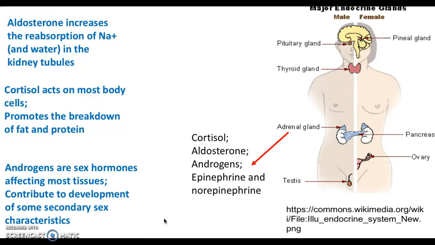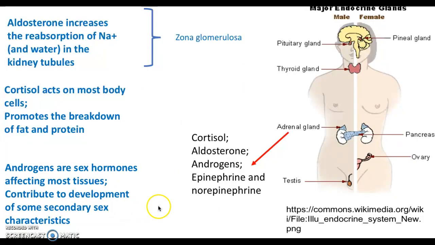Androgens are sex hormones, and these also have widespread effects on most tissues. We typically think of these androgens, and typically these are masculinizing hormones, as contributing to the development of some secondary sex characteristics. Now, what we see is that in the adrenal gland, in the adrenal cortex specifically, we have particular regions of the adrenal cortex, and from these particular regions, we see particular hormones being produced.